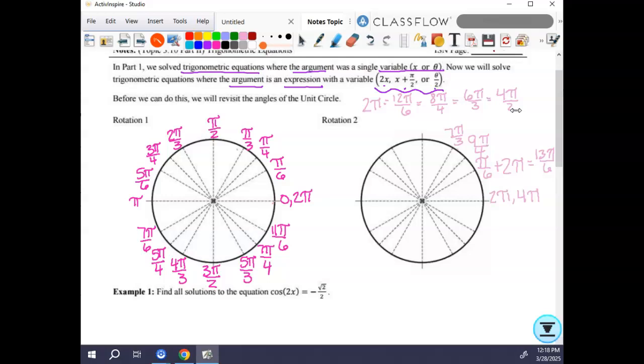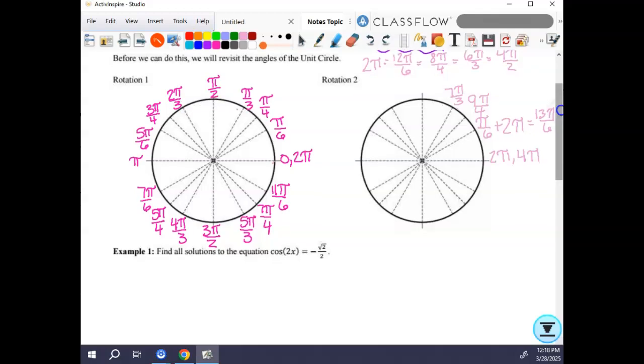Okay. So then when I get to pi halves, I'm going to add 4 pi halves. That gives me 5 pi halves, right? Then when I get to 2 pi thirds, what am I going to add to 2 pi thirds? 6 pi thirds, right? Because it's the thirds. So that gives me 8 pi thirds.